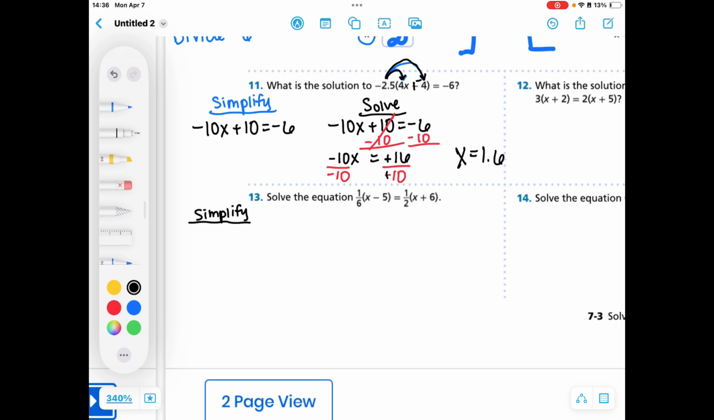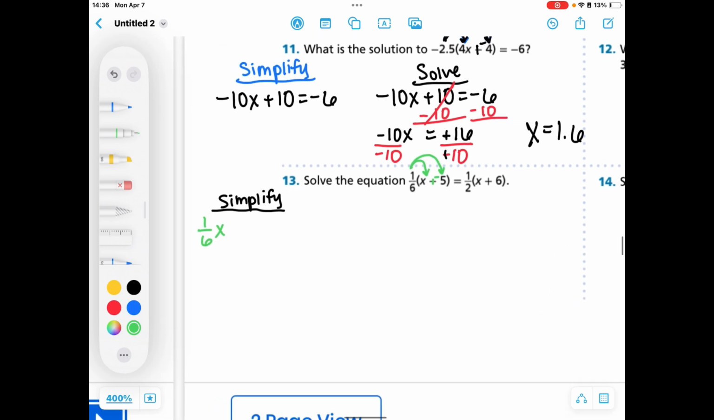So distributing first, this 1/6 goes to the x, giving me 1 over 6x. And it goes to the negative 5, because that can turn into plus a negative. So I could say this is a minus 5 over 6 equals. Do the exact same thing with this second fraction in parentheses. This would be a positive 1/2 x plus 1/2 times 6, which is going to be a 3.